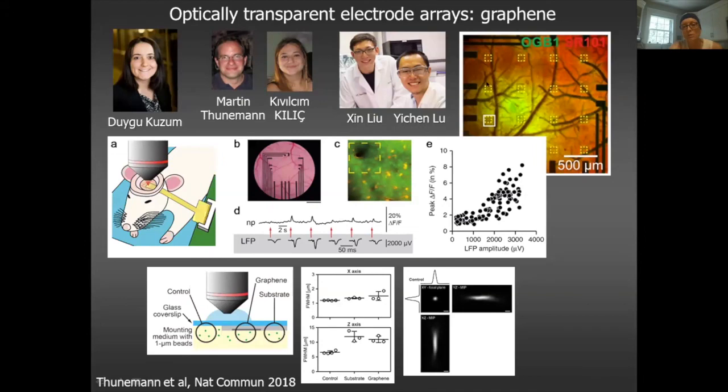top of the cortex. You actually cannot see the contacts because they're transparent, but you can use them to record local field potentials. So there's some local field potentials, and there is some calcium with the neuropil that you can record simultaneously using 2-photon imaging, and get some relationships which are consistent with prior literature reports.